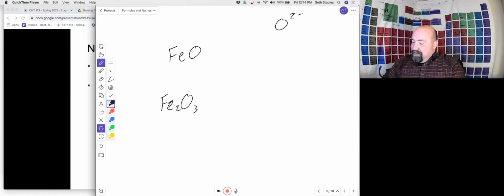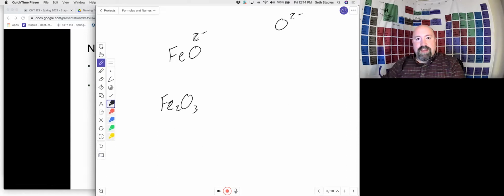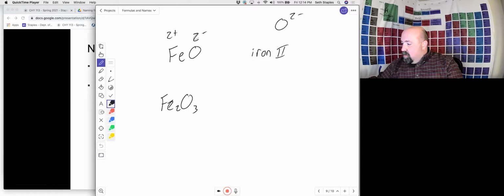In the case of FeO, oxygen is a 2- charge, and I only have one of each in this particular formula. Right? I've got one oxygen and one iron. That tells me that this iron has to be a 2+. And so I would come up with the name iron 2 oxide, as opposed to my second one.